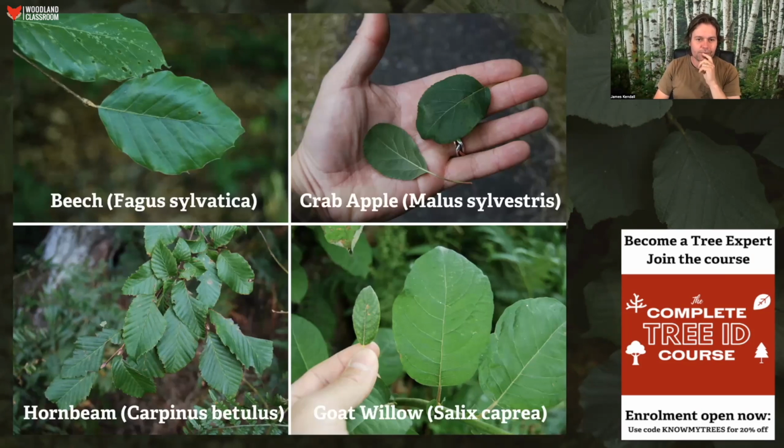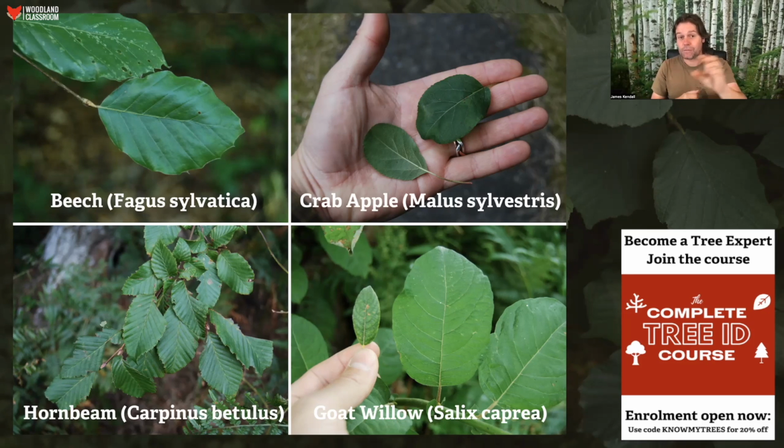Let's break up some examples here. First of all, the oval leaves. These are the most common leaf shape. It's probably the shape that a child draws when they draw a leaf. It's oval, usually with a pointed tip, though not always. It can be a rounded end, as you can see with the crabapple there. So we've got beech, crabapple, hornbeam, goat willow. They're all oval leaves with a bit of a tip, but all different, as you can see. So if you've got a tree with alternate buds, and oval leaves, there's still some work to be done there.